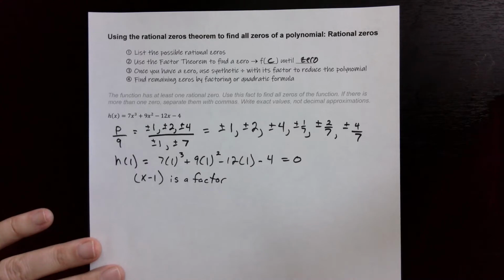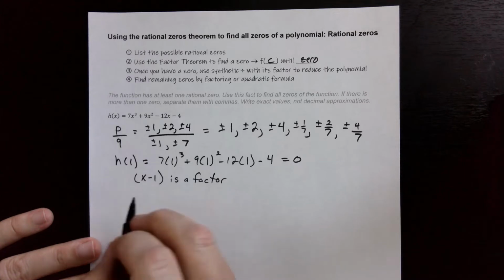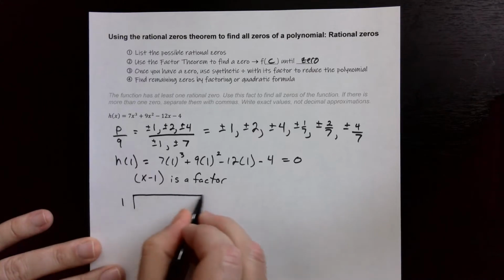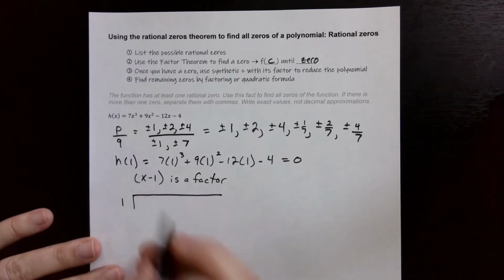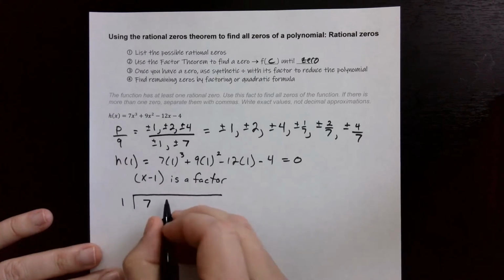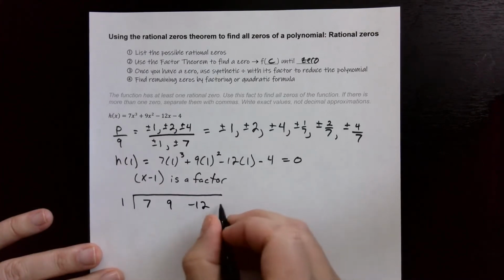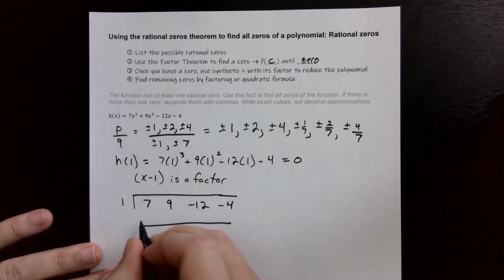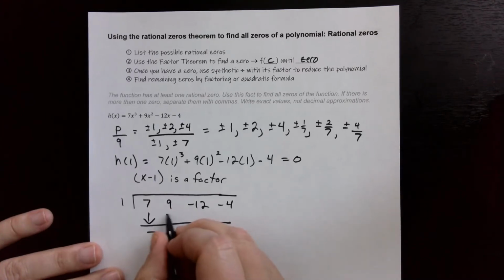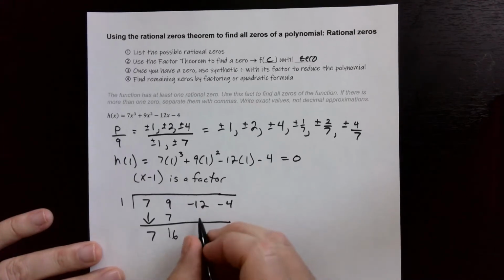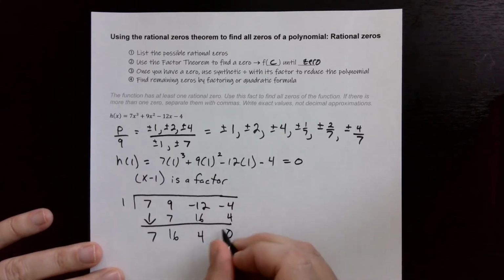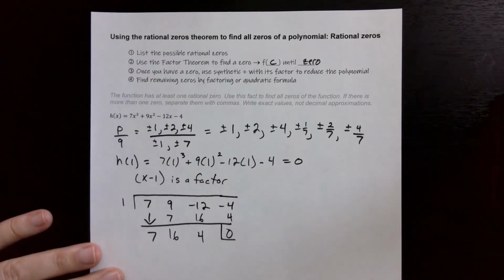Now we can use synthetic division to figure out what's left when we divide by x minus 1. For synthetic division, I'm going to take the zero, 1, and put it out front of the box. It's the opposite of the number in the factor. Then we get 7, 9, negative 12, and negative 4. Those numbers came from the function here. Drop your first number, multiply, add, multiply, add, multiply, add to 0. If this doesn't turn out to be 0, then you did something wrong.